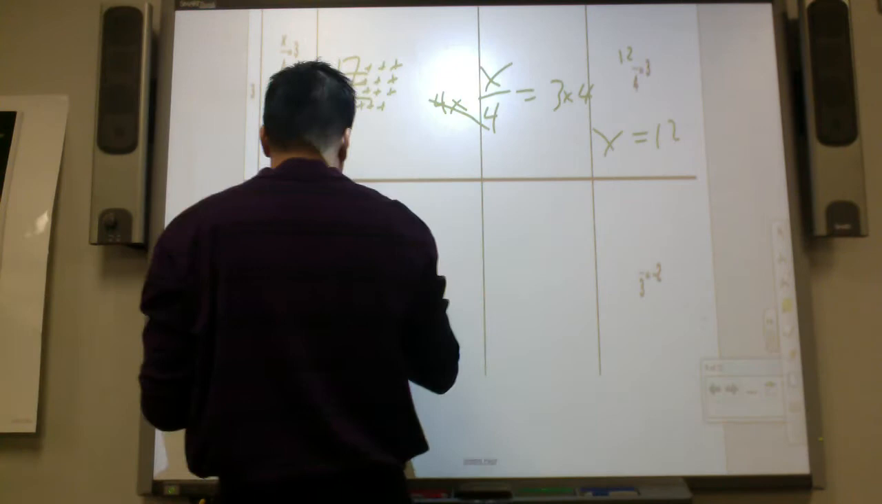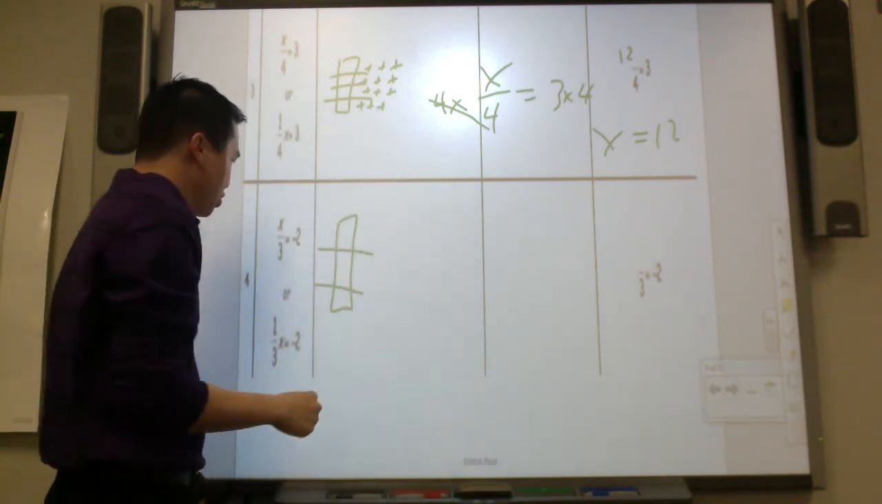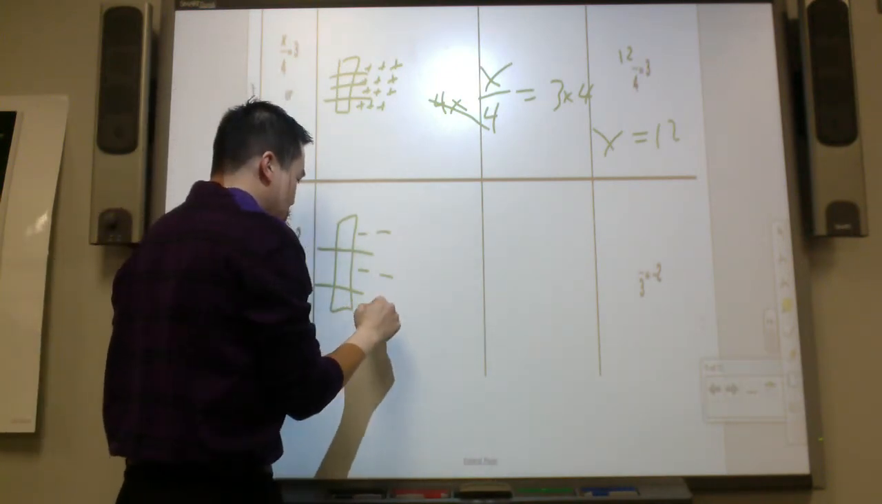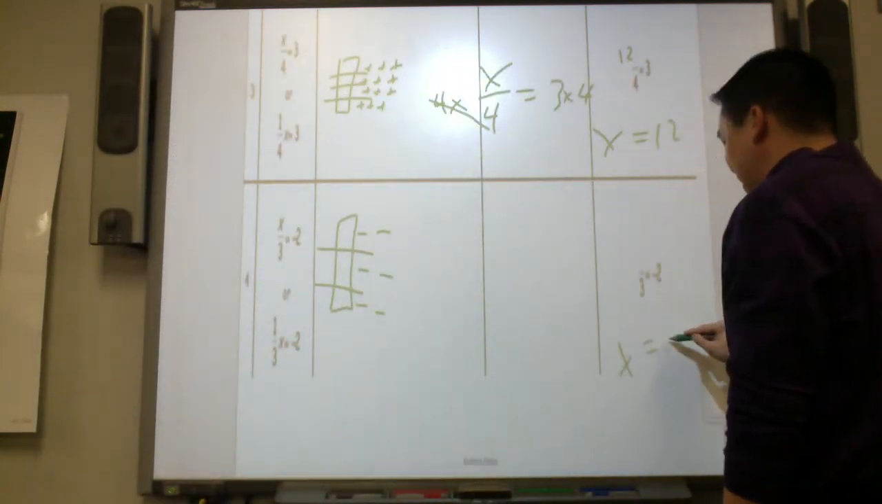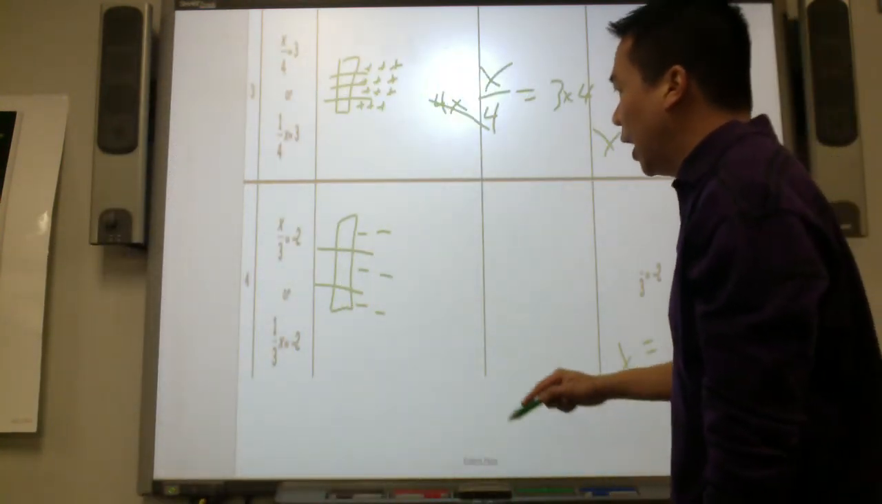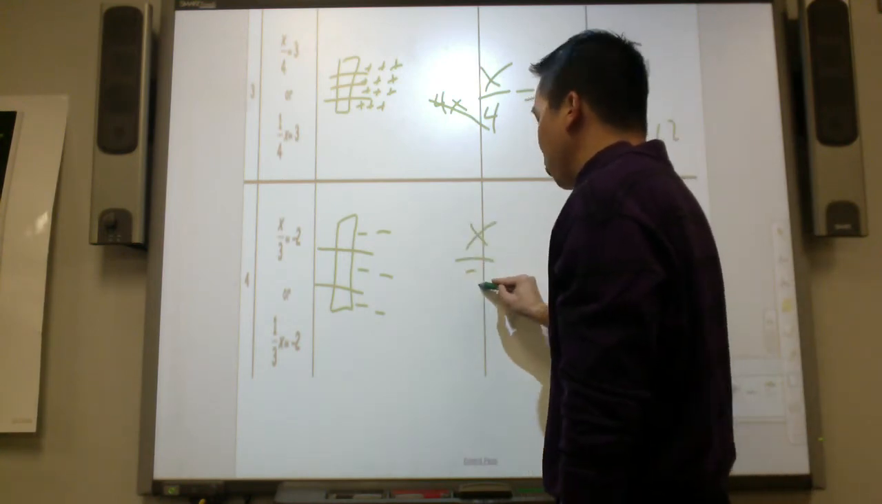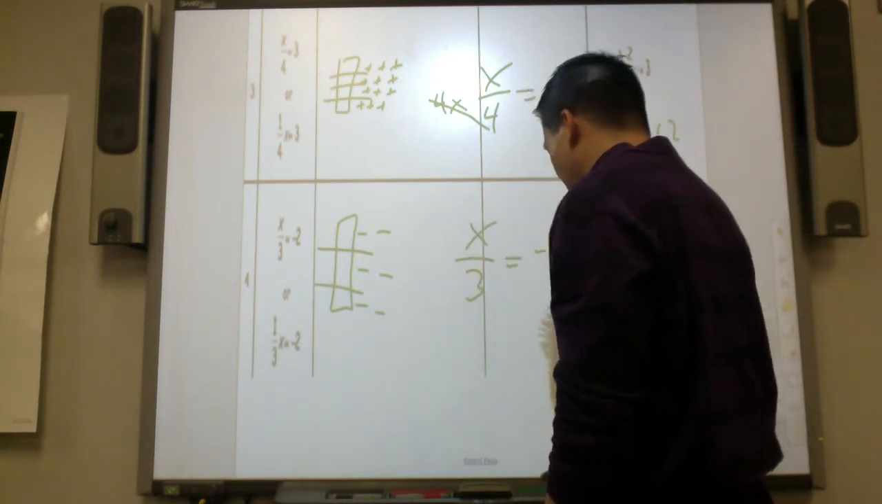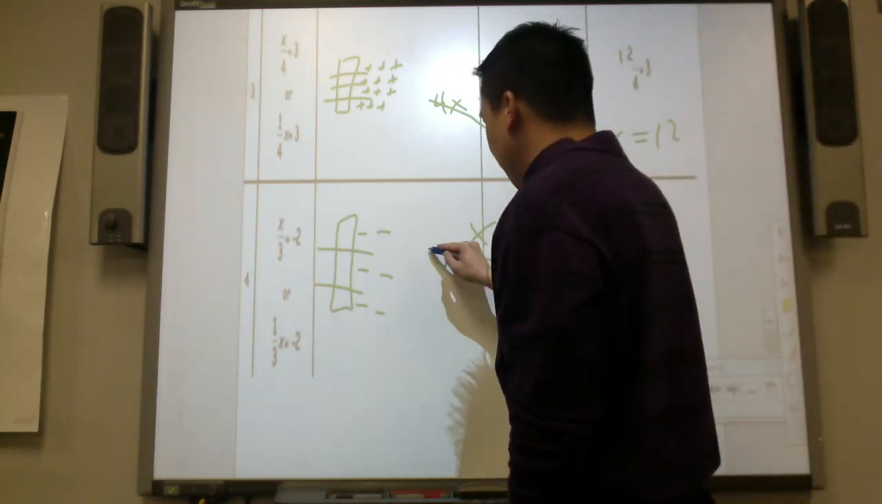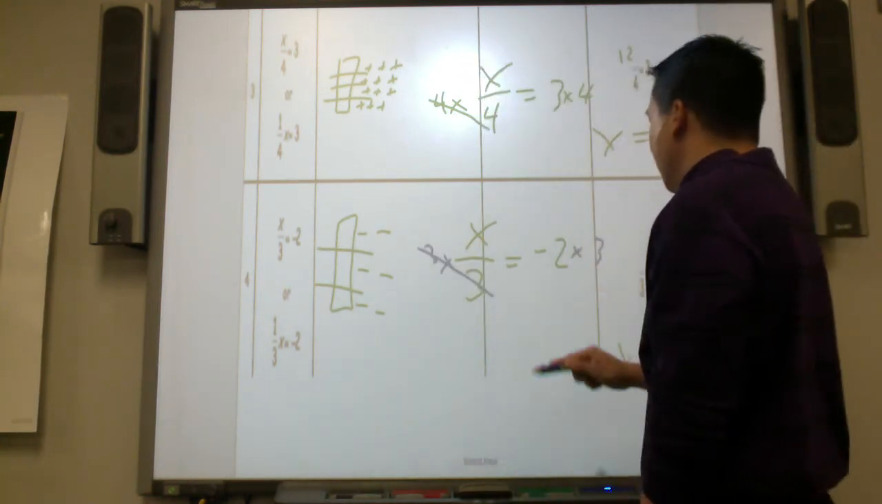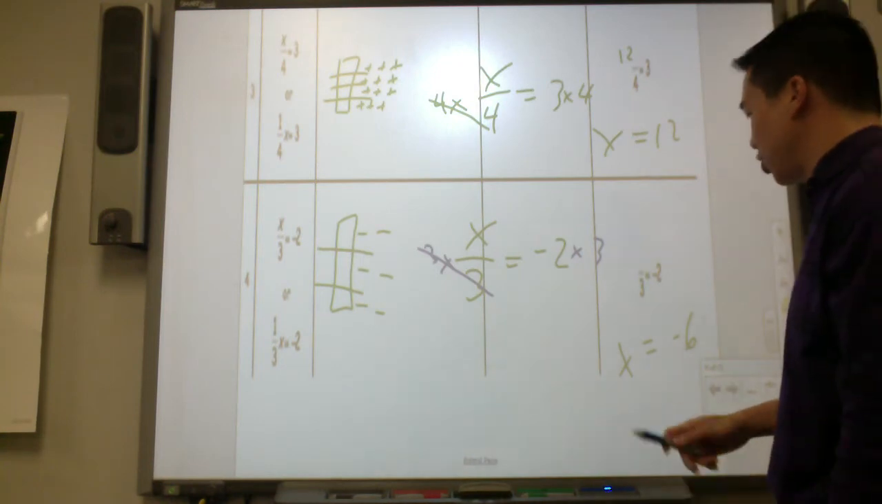And the last one, here's an x bar. You divide it into thirds. There are 2 negatives in each one. How many negatives do we use for this problem? 6 of them. So x equals negative 6. What if you want to do it without algebra tiles or drawing? What is the inverse of divide by 3? Times 3, cancel, times 3. 3 groups of negative 2 is negative 6.